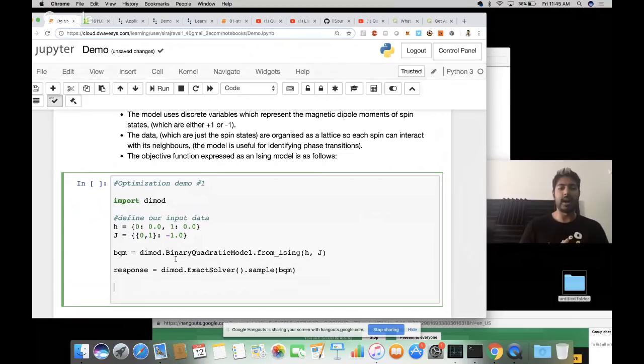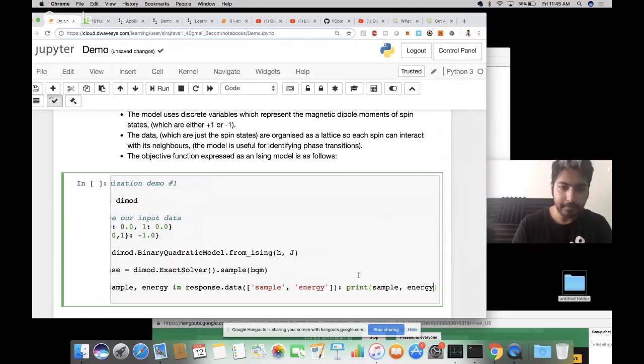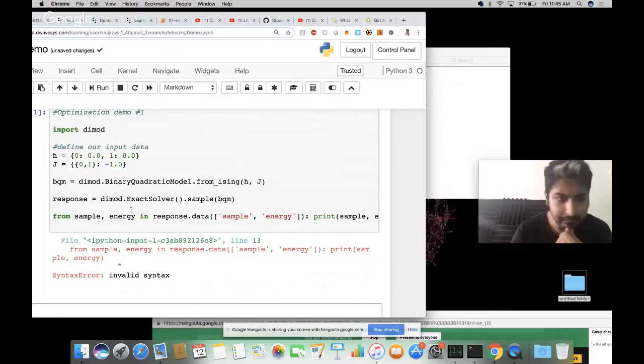And then we can print out what we've approximated by seeing what's in the response data. I'm going to say this is our sample. We have our energy, and we're going to print out those samples and those energies like that. Great. All right, let's see what happens here. Invalid syntax. Where? Oh, for, not from. Really? Okay.